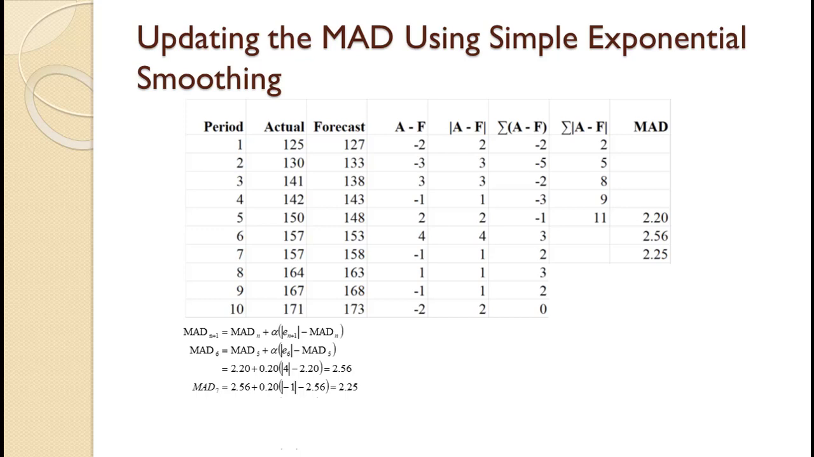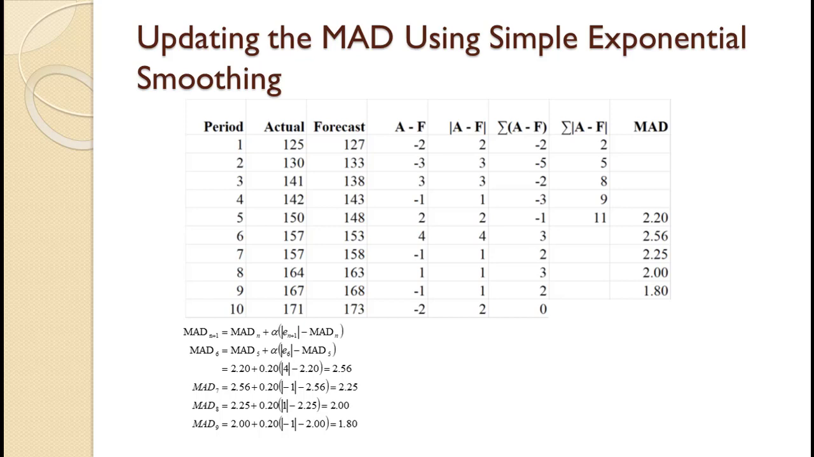Note that the absolute value of the error term is one of the columns we have computed, so you could enter that column directly. I have not done so to remain consistent with the formula. For period 8, the updated MAD equals 2.25 plus 0.20 times the quantity, the absolute value of 1 minus 2.25. That equals 2.00. For period 9, the updated MAD equals 2.00 plus 0.20 times the quantity, the absolute value of negative 1 minus 2.00.